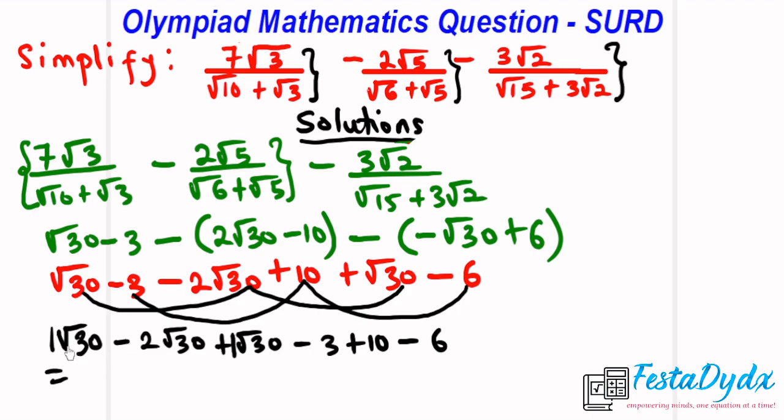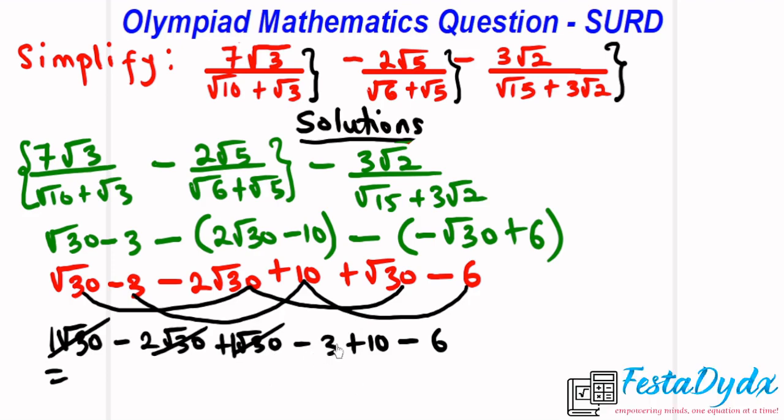So now we are having 1 root 30 minus 2 root 30. This is going to give us minus 1 root 30. So minus 1 root 30 plus this 1 root 30 is going to give us 0. So we can just cancel this one out because when we add and subtract, we are going to get 0. So now let's focus on the whole number here. Minus 3 plus 10 minus 6.